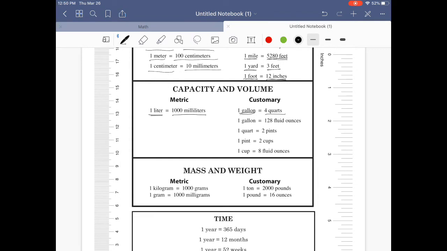And then we have our gallons, like a gallon of milk. 1 gallon equals 4 quarts. 1 quart equals 2 pints. 1 pint equals 2 cups. And 1 cup equals 8 fluid ounces.